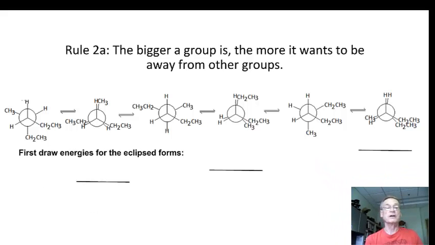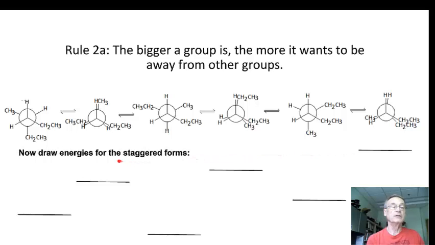Here's an energy diagram. First I've drawn the eclipsed ones. And this one is actually the lowest of the three because no big groups are eclipsed with each other. Here an ethyl is eclipsed with a hydrogen, here an ethyl is eclipsed with a hydrogen, here a methyl is eclipsed with a hydrogen. But in this case, we have a methyl eclipsed with an ethyl, so that's higher in energy. And here we have two ethyl groups eclipsed with each other, so that's even higher in energy yet.